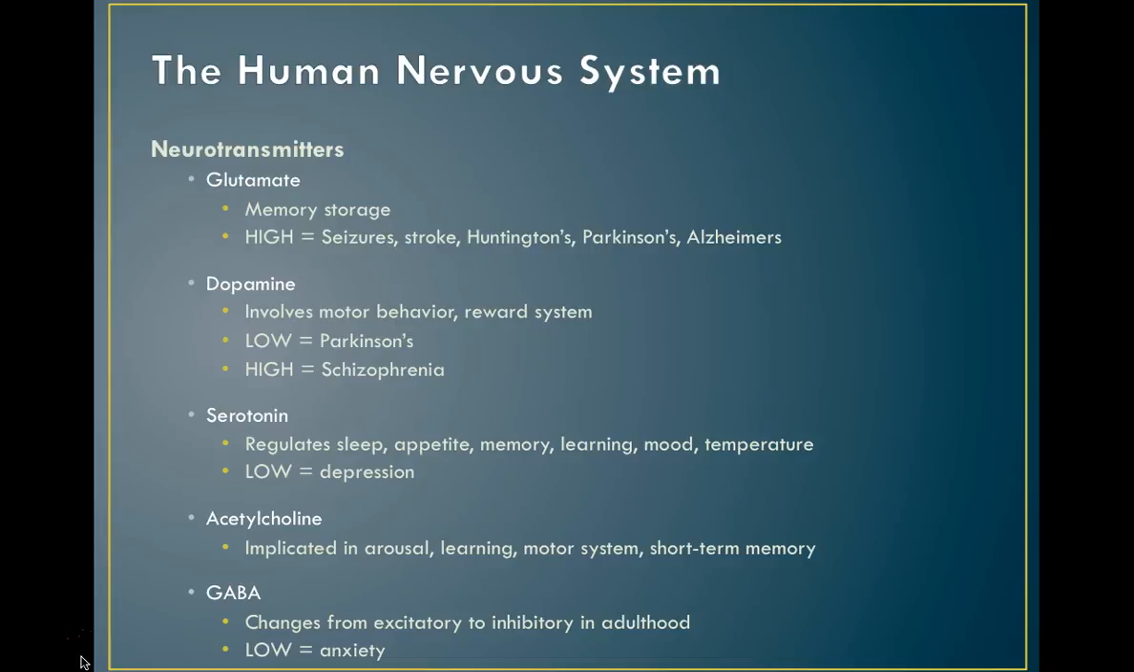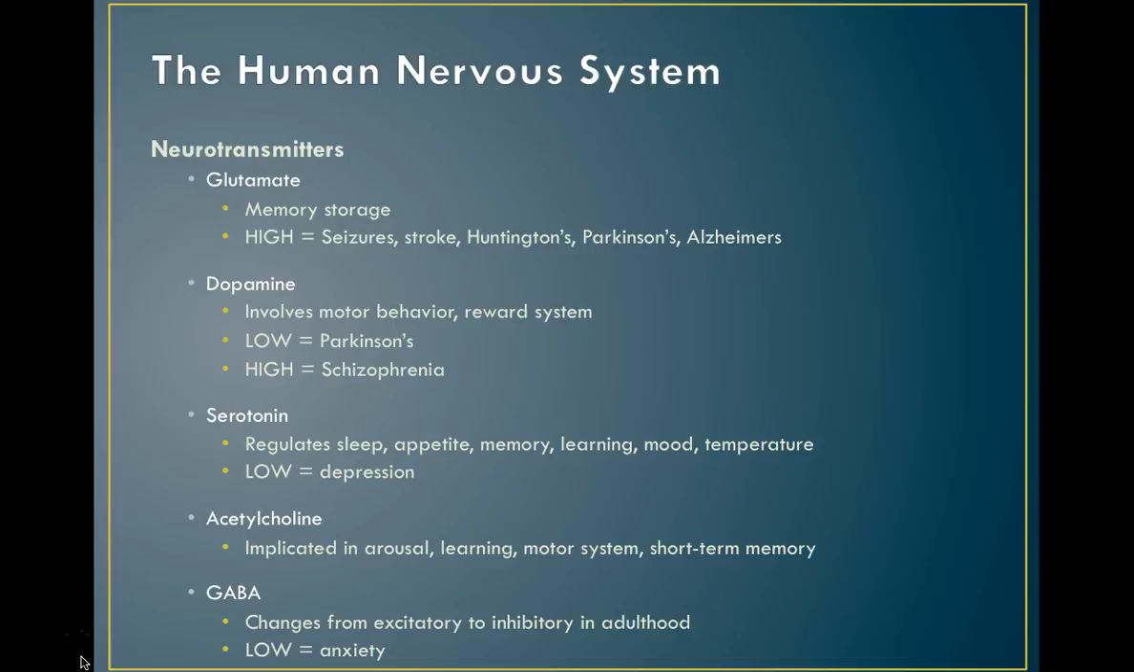So we have glutamate, and that is implicated in memory storage. When your glutamate is too high, this tends to lead to things like seizures, strokes, Huntington's, Parkinson's, Alzheimer's, all things that your memory can be impacted by. Dopamine is something that we typically associate a lot with motor behavior and our reward system. When your dopamine is too low, this can lead to things like Parkinson's, and when it's too high, this can lead to things like schizophrenia.